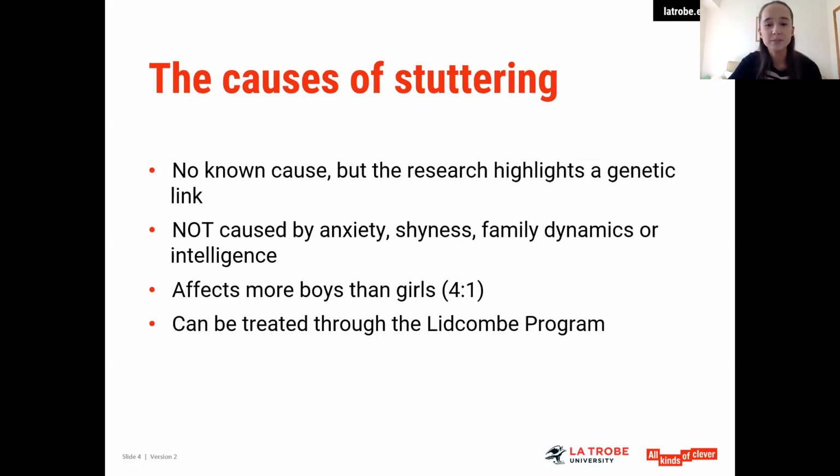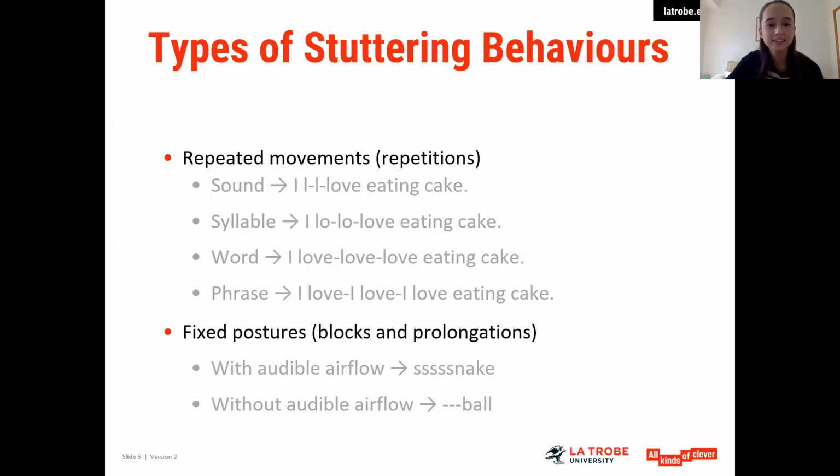So stuttering has been successfully eliminated when it is treated early enough using a program called the Lidcombe Program, which is what we implement at the La Trobe Communication Clinic. So it's important to note that although anxiety doesn't cause stuttering, stuttering may make your child feel anxious about talking, or even in some circumstances more frustrated. And this can affect how they participate in activities at school and home. We need to be mindful about how your child is feeling so that we can use effective strategies to support them in their speaking. Next slide.